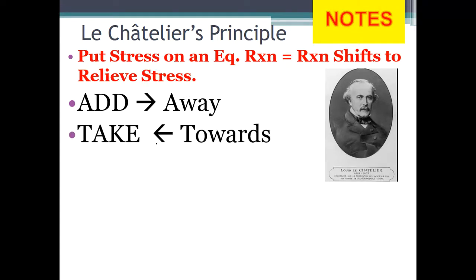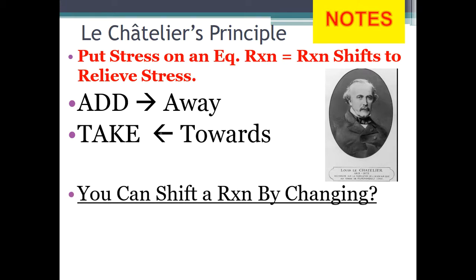Then, of course, you can take the Germans out. And when you do that, the French move back towards it. Oh, very nice. Désolé. Now, cool thing about this, you can shift a reaction by changing a couple of things. One of them is easy.